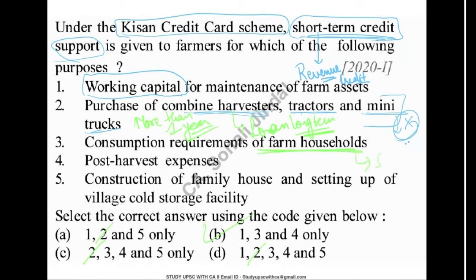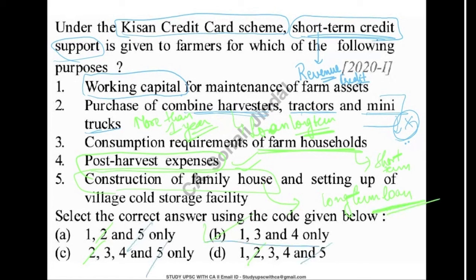Consumption requirement of the farm households. Yes, this can be a short term. Post-harvest expenses. Yes, short term. Construction of family house. No. For this, long-term loan is required. If you would have eliminated fifth statement, then you can also reach the answer.